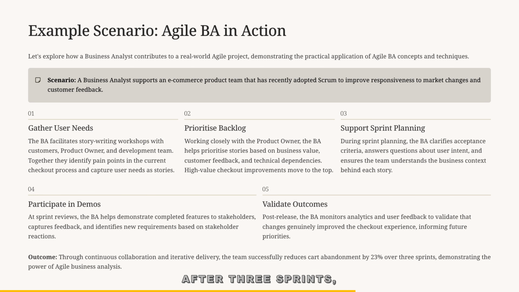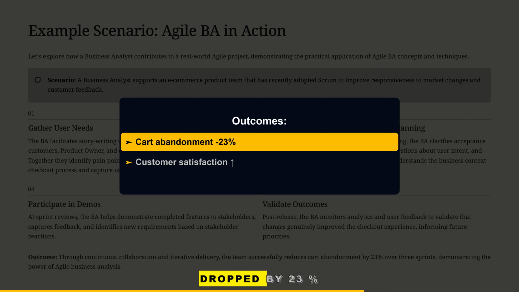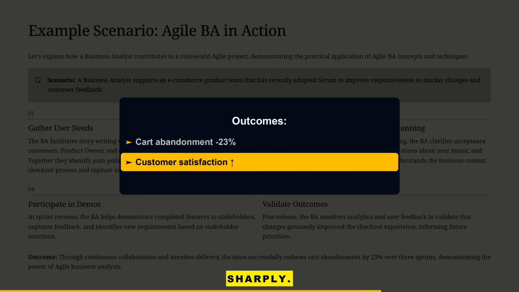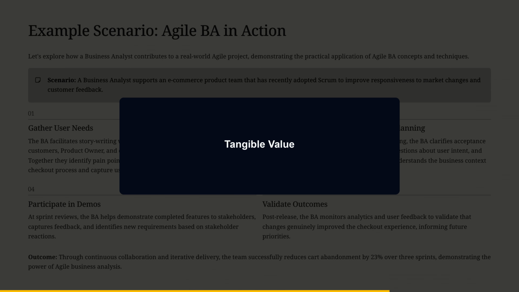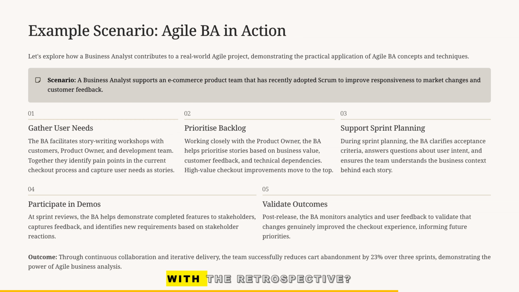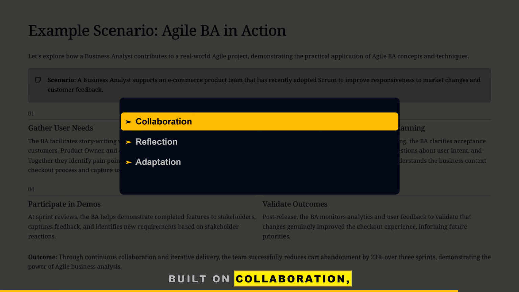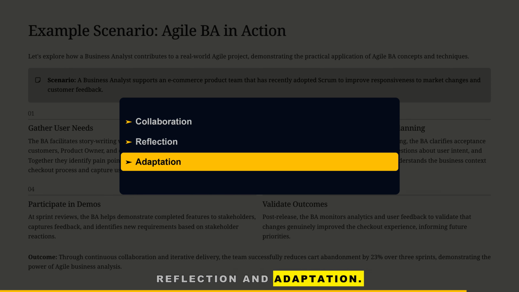After 3 sprints, data shows cart abandonment has dropped by 23%, and customer satisfaction has risen sharply. That's tangible value. And then comes the retrospective. You reflect with the team. What worked? Communication improved. What could be better? Test coverage. That's Agile. Small, consistent wins built on collaboration, reflection, and adaptation.